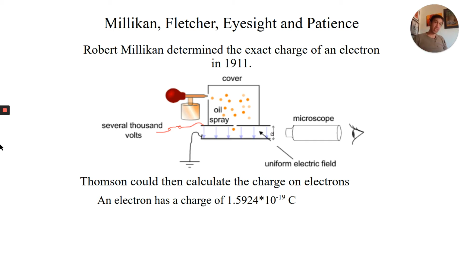So again, the big deal that you want to get out of this: Millikan, Fletcher, oil drop, charge on the electron. Those of you trying to write down numbers, that's 4 things, 4 fingers, not 1.5924 times 10. I don't care about that. Millikan, Fletcher, oil drop, charge on the electron. Those 4 things are what you need. The rest is just history.